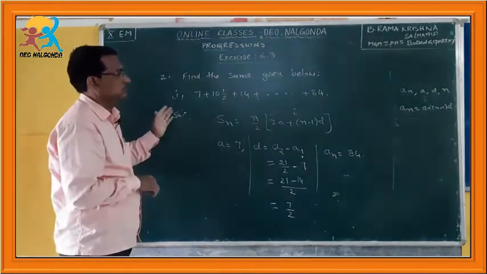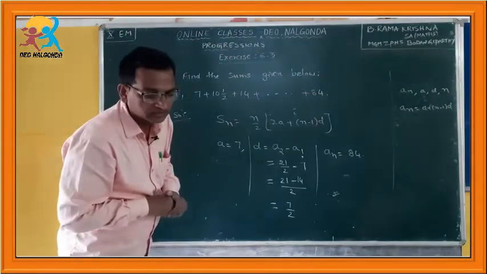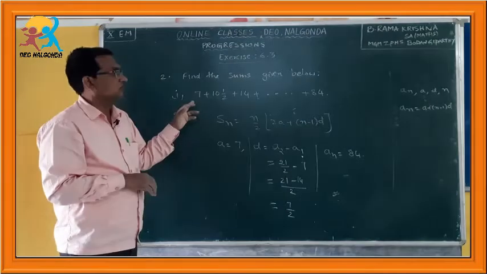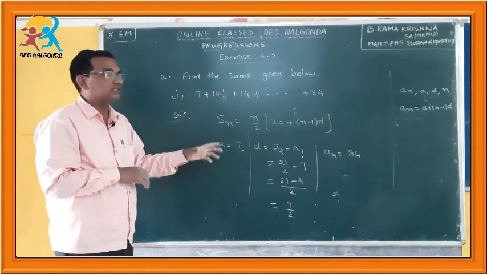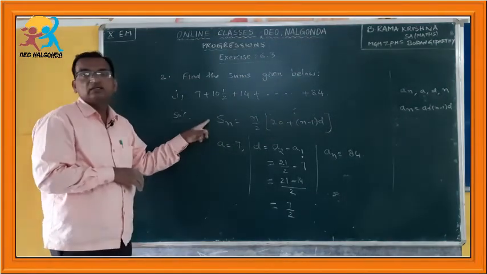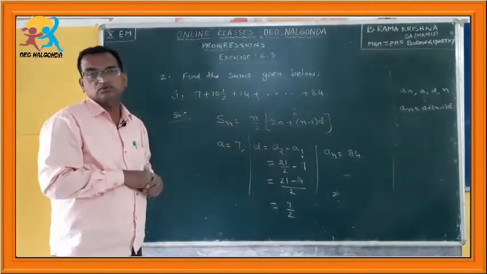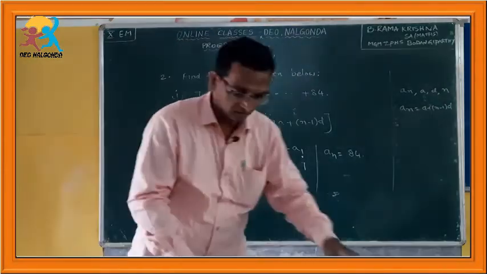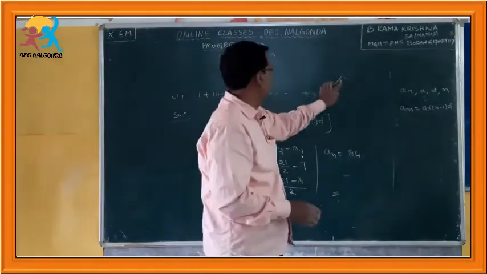Okay, the second question is like this. In that second question, the values are given in the same manner. First of all, you have to find n, the number of terms, and then use the sum to n terms formula. For finding n, you have to use the nth term formula. Next we move on to the third question in this exercise. Let me read it for you.